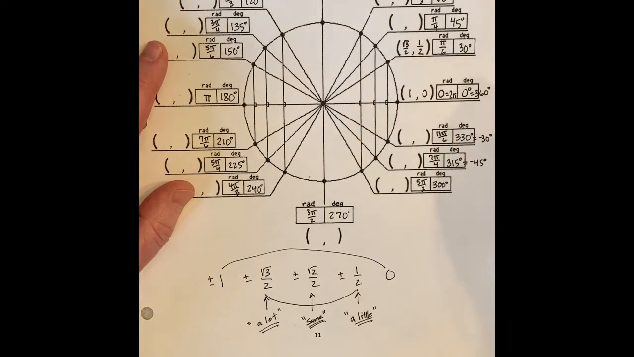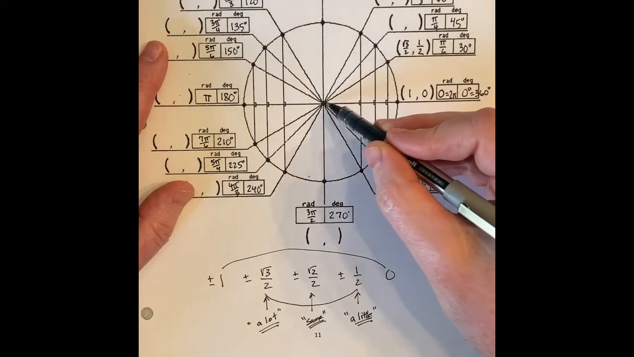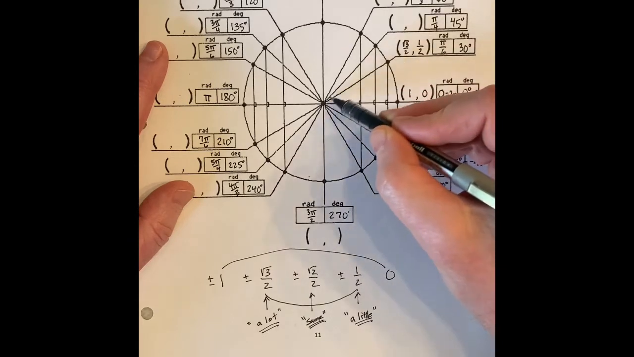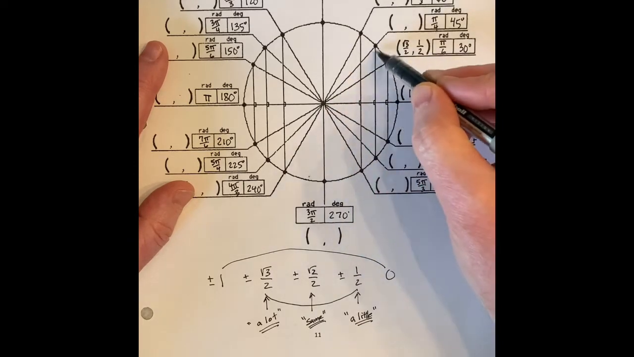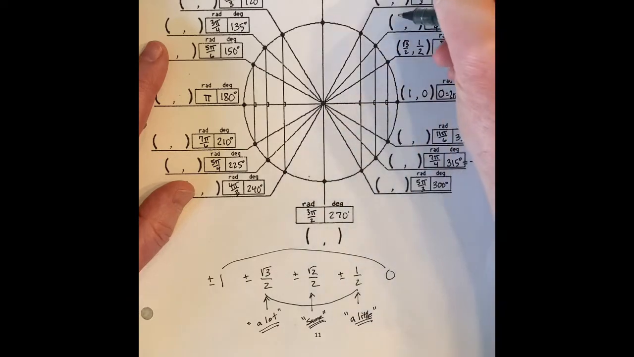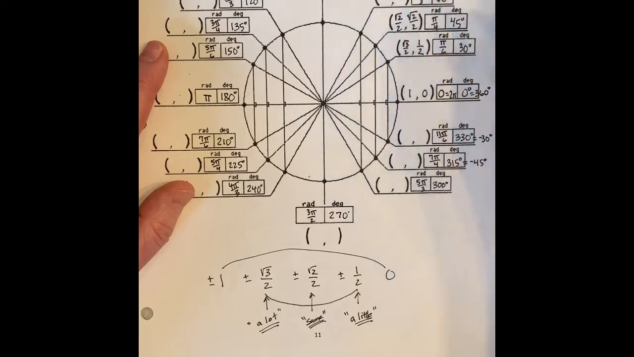All right? Now, for the 45, 45, this is a 45, 45, 90 triangle. That's the same movement each way. And remember, same each is root 2 over 2, root 2 over 2.